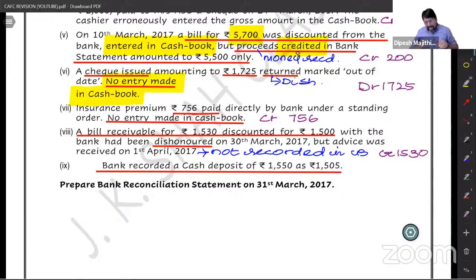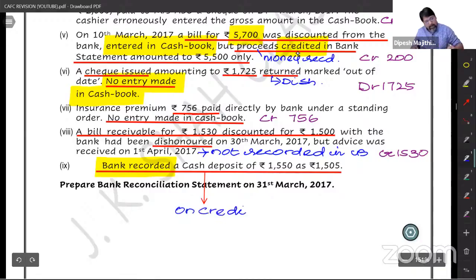How do you know passbook? Bank recorded a cash deposit as 1,505. Now tell me, on which side is a cash deposit recorded? Credit side. Therefore, on the credit side, you were supposed to record 1,550, but you recorded 1,505. That means you recorded 45 less on the credit side, so record 45. Correct?